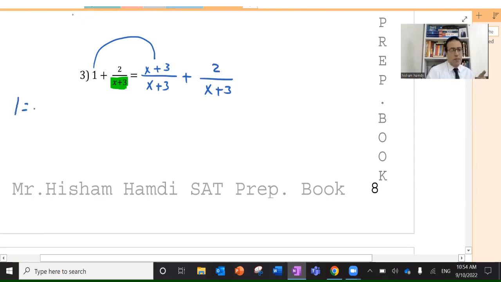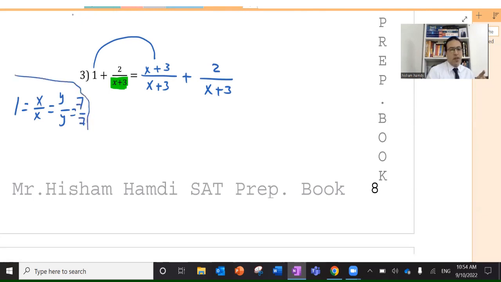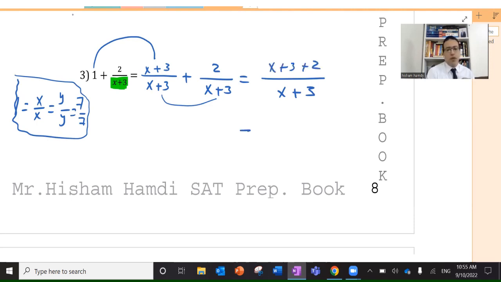Again, 1 can be written as x over x, y over y, 7 over 7. I can rewrite the 1 as any fraction that has the same numerator and denominator. Now, I have the same denominator. I add it down. I don't multiply it. And x plus 3 plus 2. So it's x plus 5 divided by x plus 3. This is the simplest form of it.